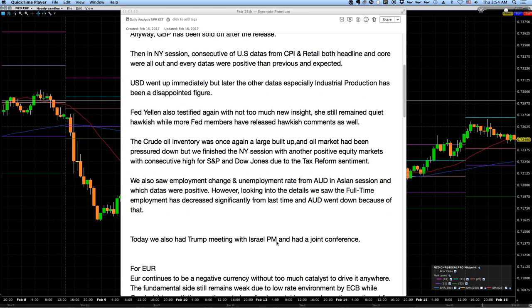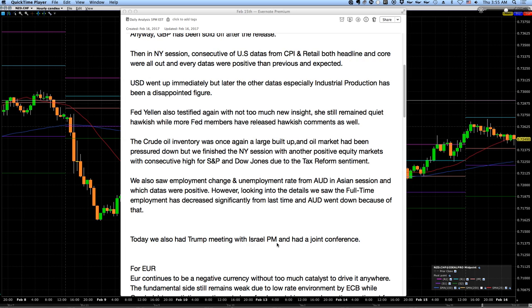Crude oil inventory was once again a large build, but that doesn't really affect the oil market too much. As I mentioned, we have sort of a divergence right now between the U.S. shale producers and OPEC members, and that will be even more interesting when the tax reform comes out in the next week or so. That will maybe give us an insight into exactly what kind of border tax plan the Trump administration is going to introduce.